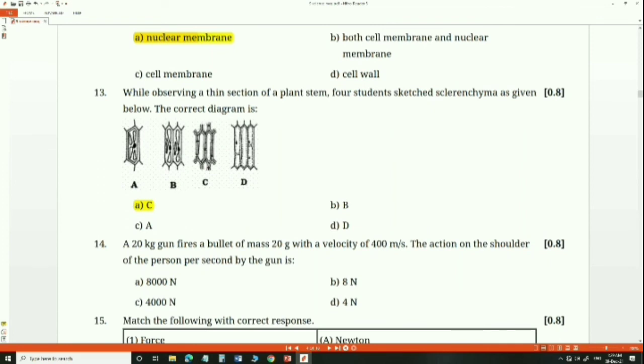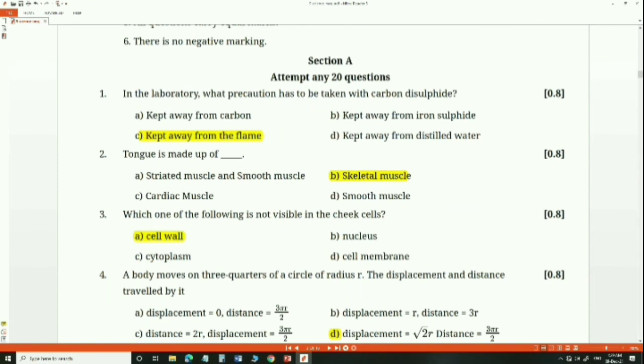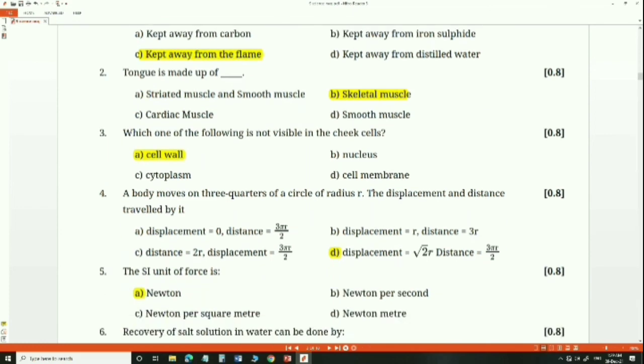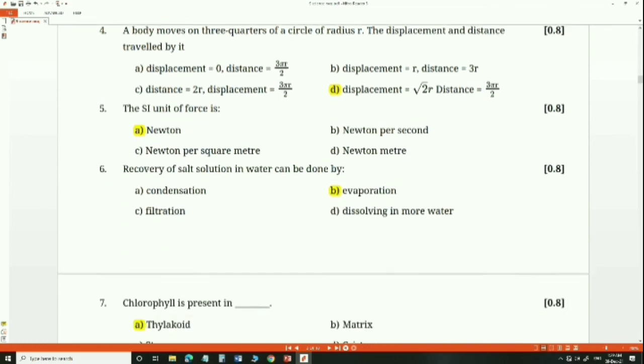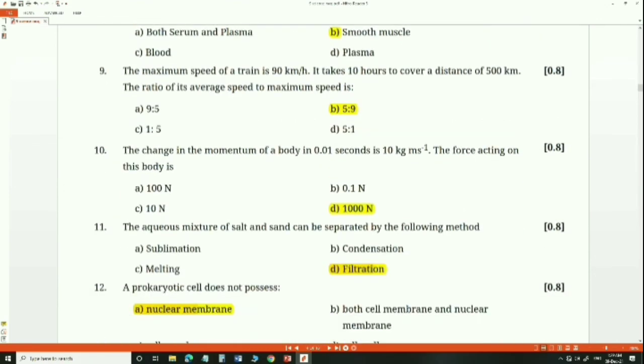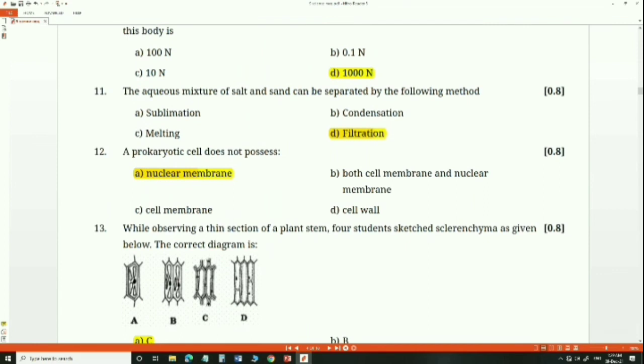Next question will be in the second video. Now the 13th question is in the first video. This is the first part of this ninth science MCQ, and you can revise: 1C, 2B, 3A, 4D, 5A, 6B, 7A, 8B, 9B, 10D, 11D, 12A, 13C.